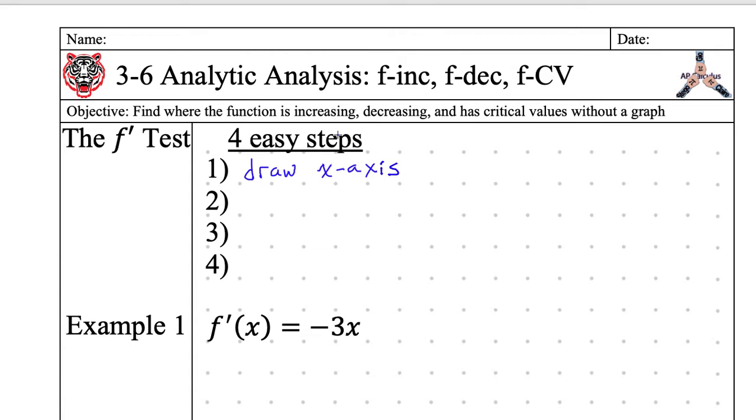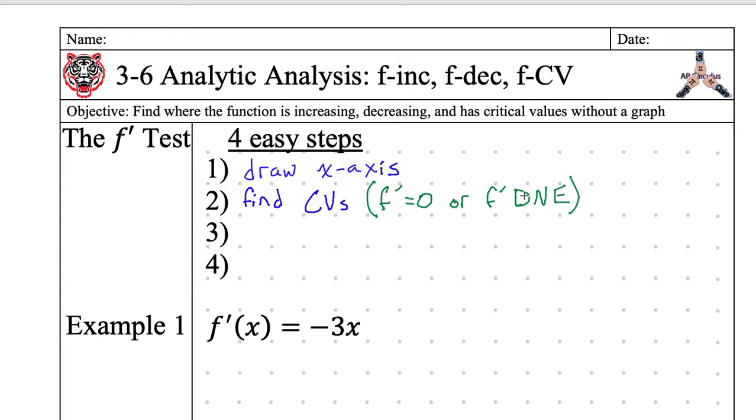After you draw the x-axis, the first thing that you're going to find is your CV. So find your CVs. And by the way, what is a CV? Give me the definition. A CV is where f prime is equal to 0 or f prime does not exist, f prime DNE. All right, you should know that. I'll write it down again.